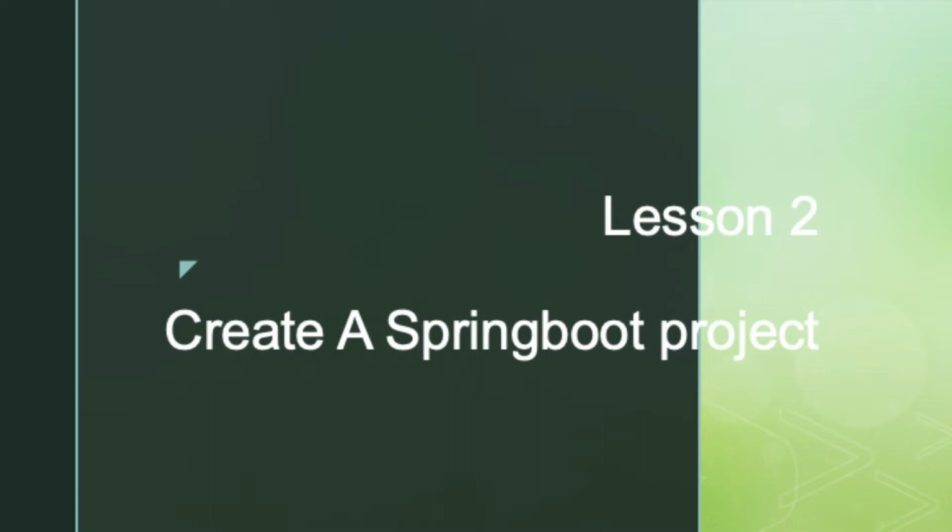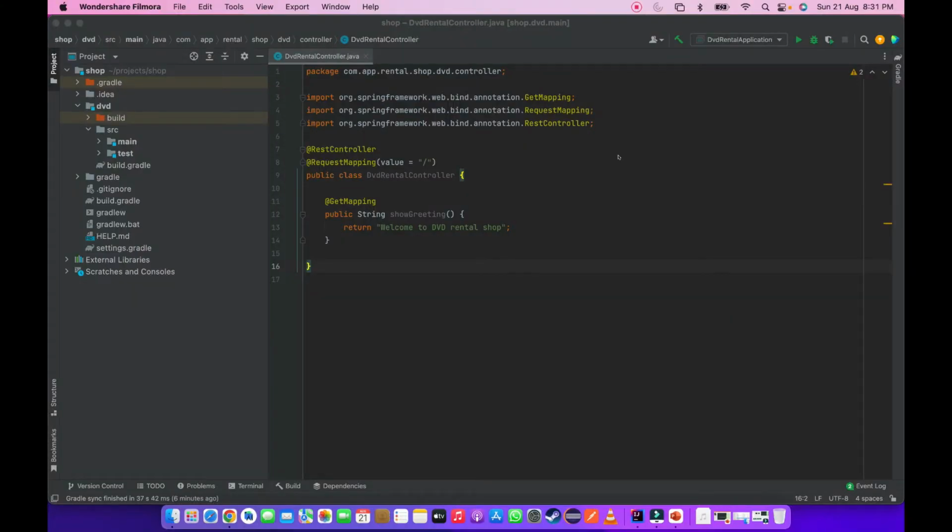So let's begin. Last time we created one service, that is the DVD module. In the DVD module we created one controller and we are displaying some messages, and it is working. This is only one module, so let's check one more time whether it is working or not.